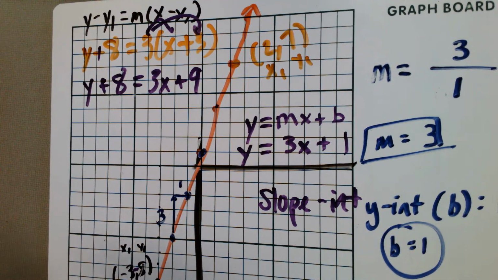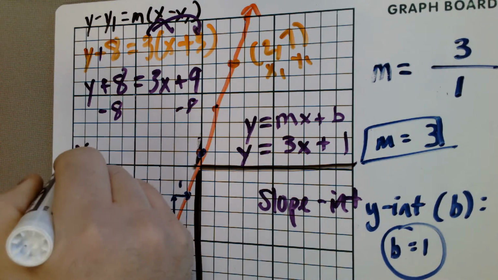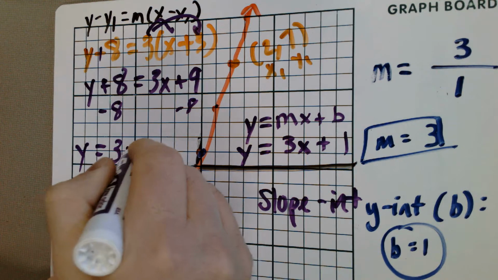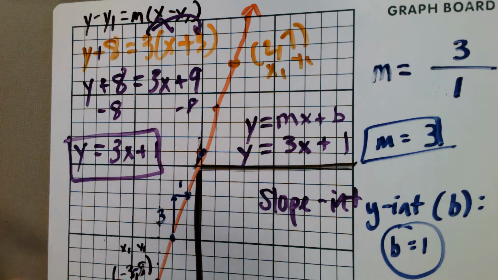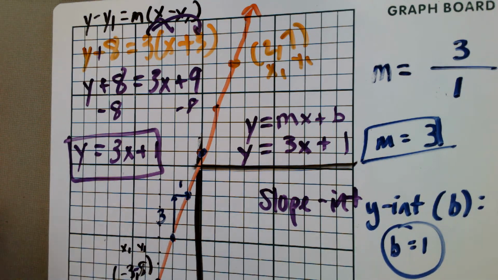There we go. That makes more sense. And so now I can subtract 8 from both sides, and again I get y equals 3x plus 1. So what we've shown is that it doesn't matter the point that you pick on the line. As long as you have the correct slope, you can find the same equation in slope-intercept form.